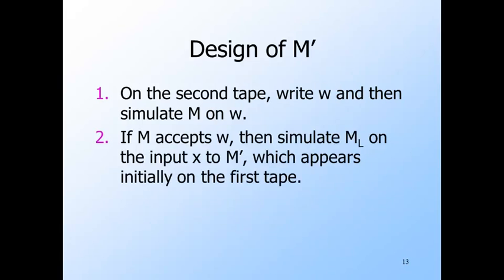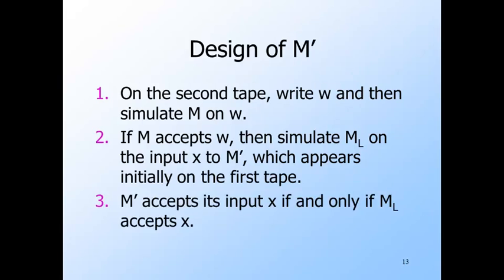Suppose during the simulation of M on W, M enters an accepting state. Then M prime goes to the start state of M sub L and simulates M sub L on the input X to M prime, which has been just sitting there on tape 1 being ignored so far. Where does M prime get the transition function for M sub L? M sub L is a particular Turing machine, one that accepts a language L with property P. Thus, the transducer itself can be designed so that it writes the transitions of M sub L out as part of the transition function of M prime.